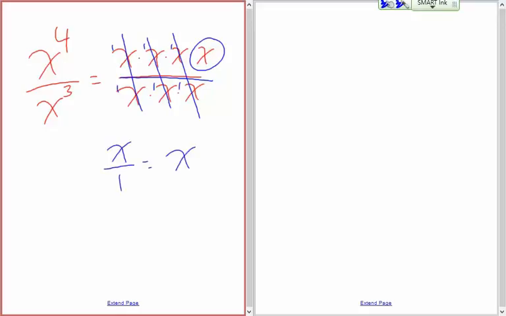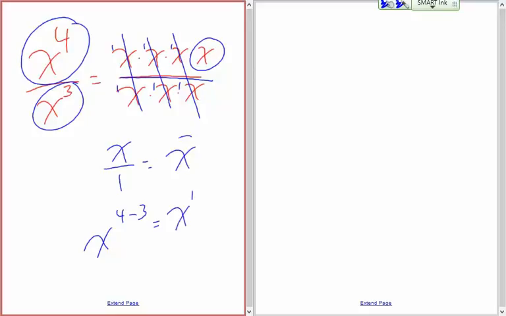And the way that we previously showed this is that I can show it as subtraction. x to the 4th minus x to the 3rd. So 4 minus 3 is going to give me x to the 1st. We see that both of these answers are the same. Is that all right? Okay, cool.